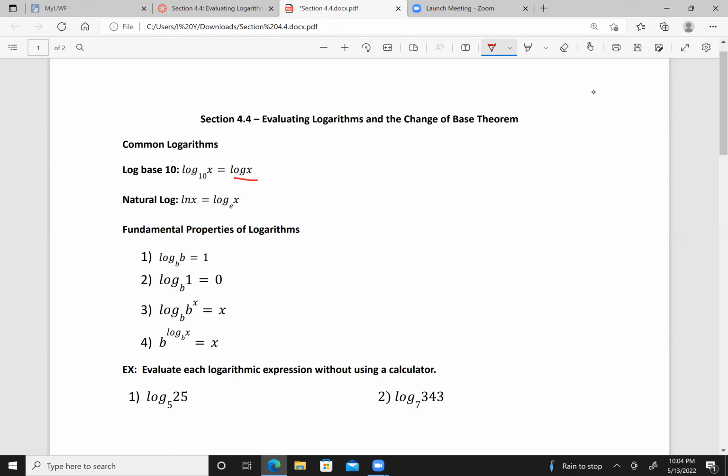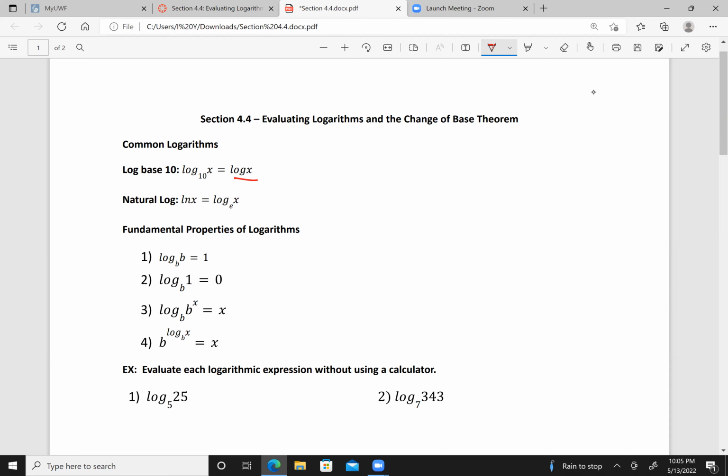Now, if you have a scientific calculator, you can use it to estimate log base 10 or common logarithms and natural logarithms. Depending on your calculator, it's done differently.